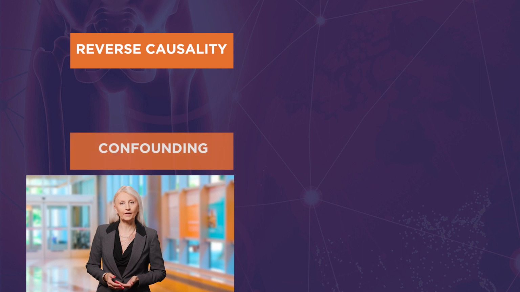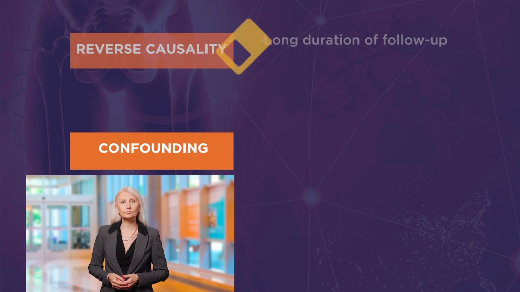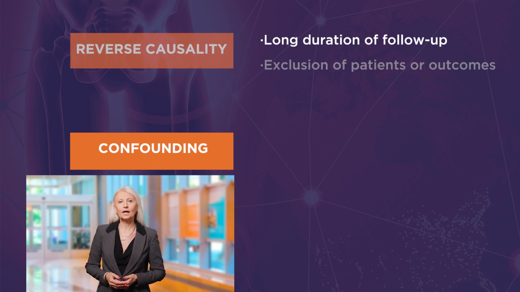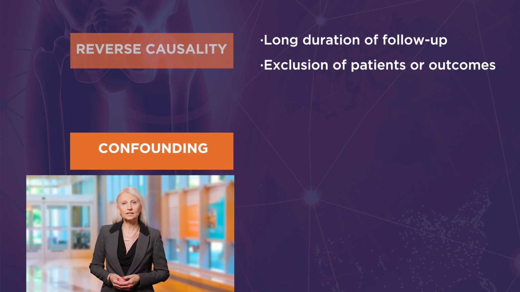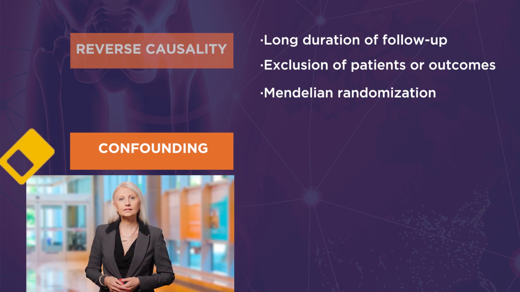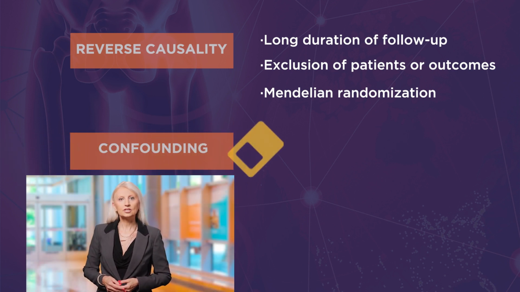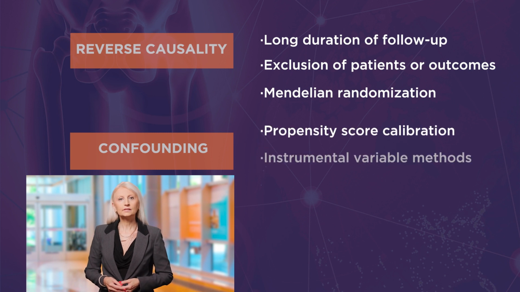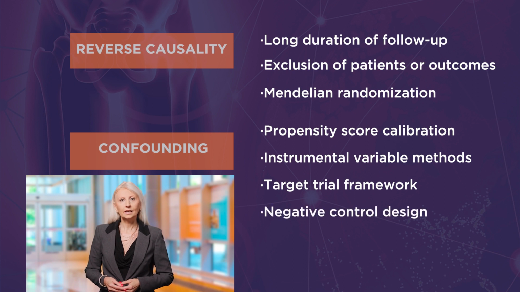Inferring causality in observational studies is challenging due to the presence of reverse causality and confounding. Reverse causality can be reduced through study design by prolonging the duration of follow-up, applying appropriate exclusion of patients and outcomes, or using more complex study methods such as Mendelian randomization. There are several techniques to reduce unmeasured confounding, such as propensity score calibration, instrumental variable methods, target trial framework, and negative control design. Let's examine a few of these in detail.